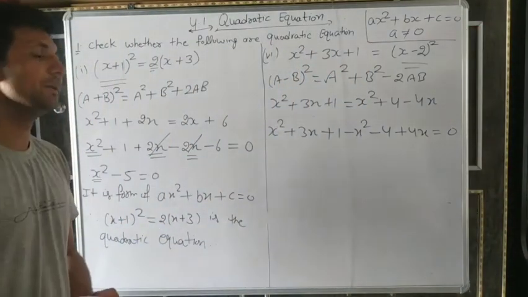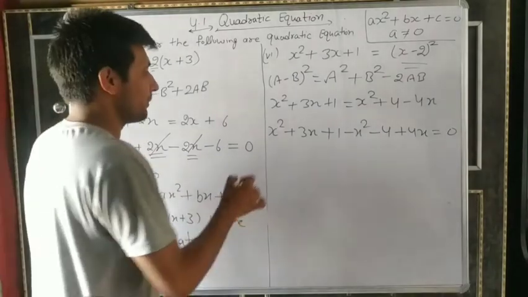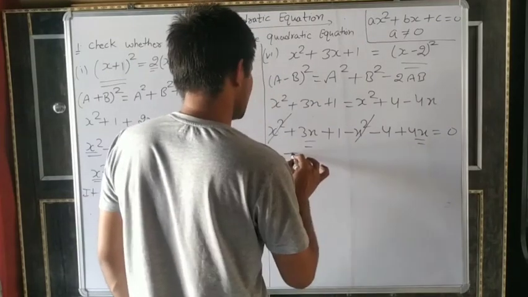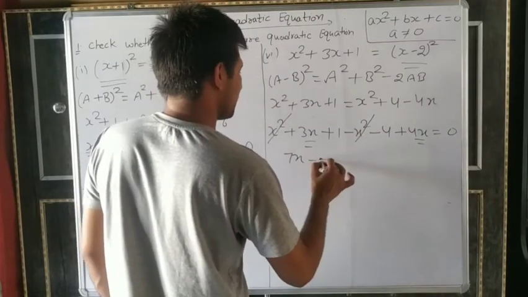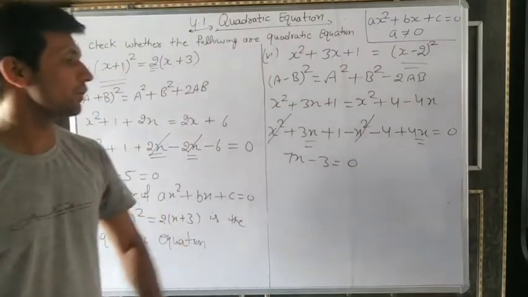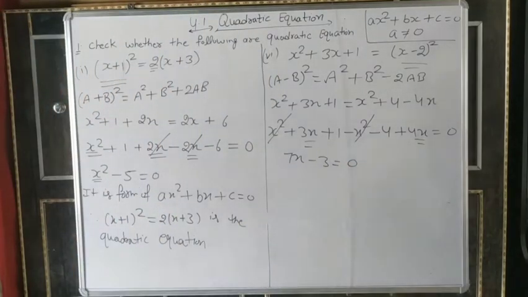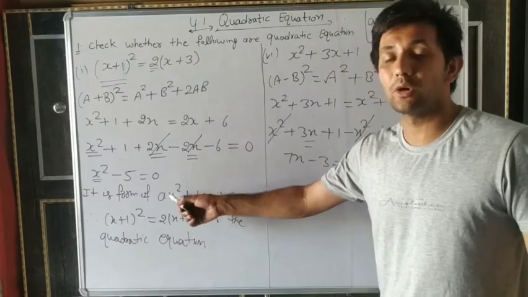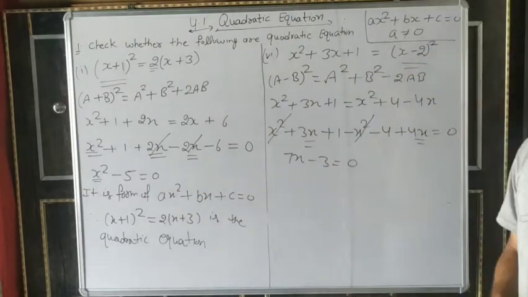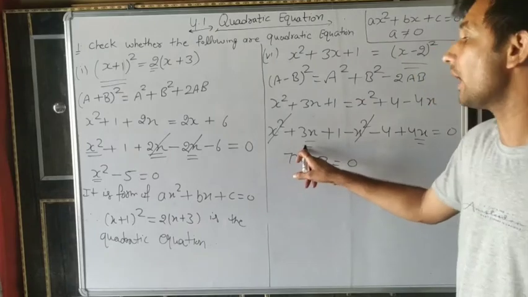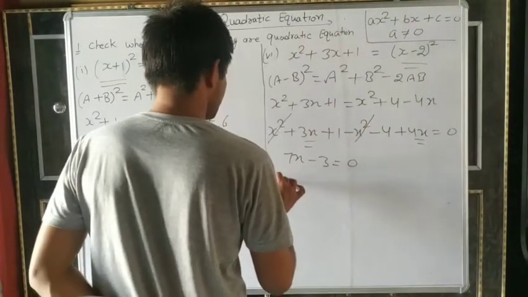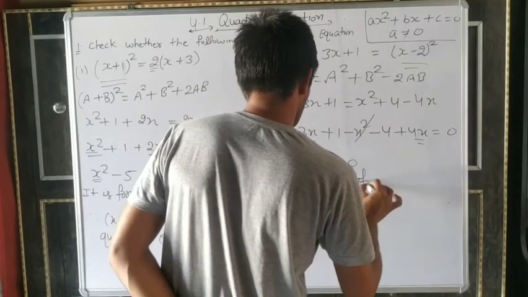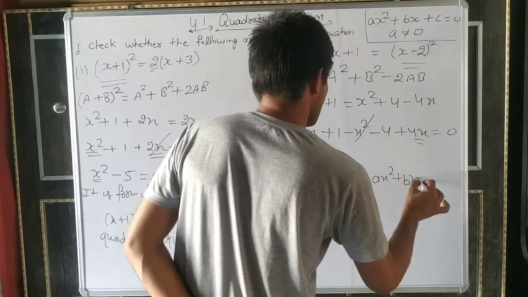Now we will check. We will compare like terms. x square minus x square is 0. 3x plus 4x is 7x. And 1 minus 4 is minus 3, equal to 0. And now tell me, is it a quadratic equation? No, because in a quadratic equation x square should always be present, because a quadratic polynomial means degree 2, but here the degree is only 1. Understand? So you will write it is not of the form ax square plus bx plus c equal to 0.